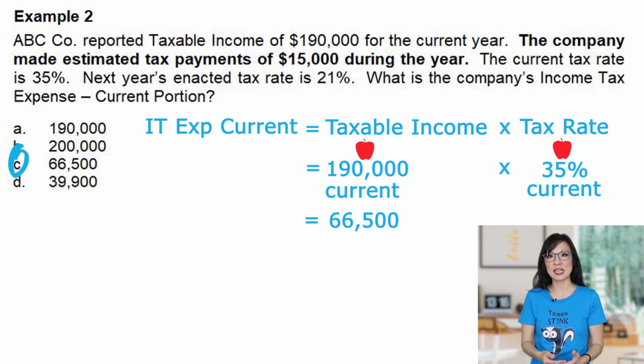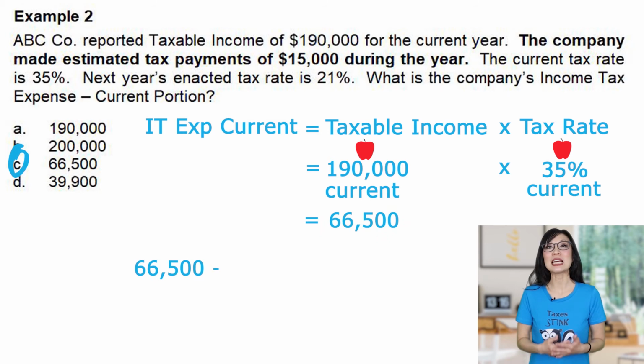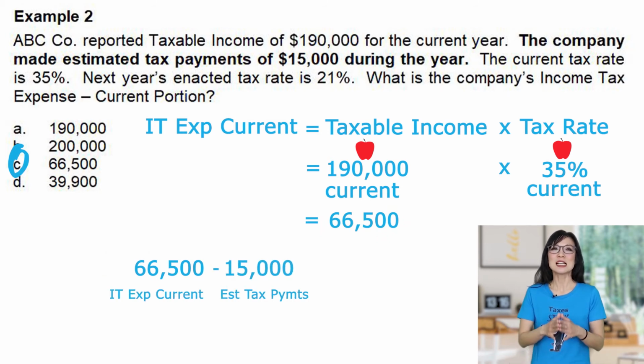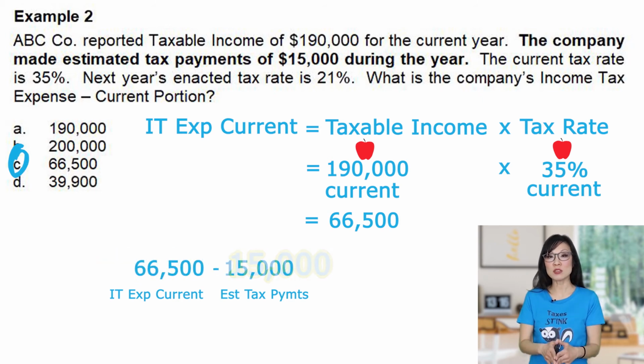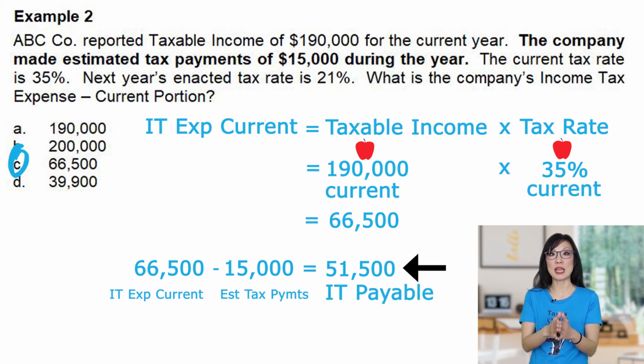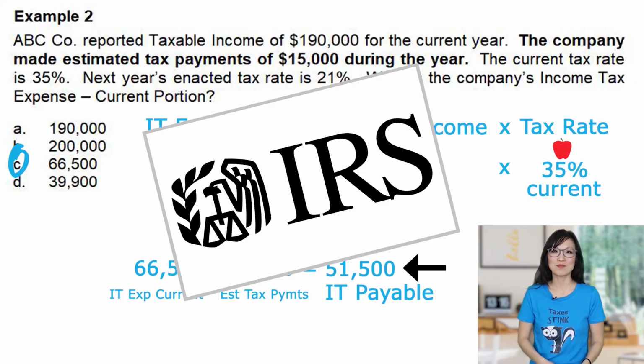Here, in the second example, we already paid $15,000 during the year. So we don't owe $66,500, we owe $66,500 less the $15,000 we already paid. Let's calculate. $66,500 minus $15,000 equals $51,500. That's our income tax payable amount at year end. That's what the estimated tax payment affects, the payable, the amount we still owe to the IRS.